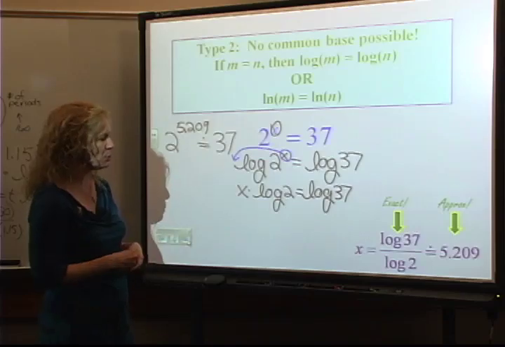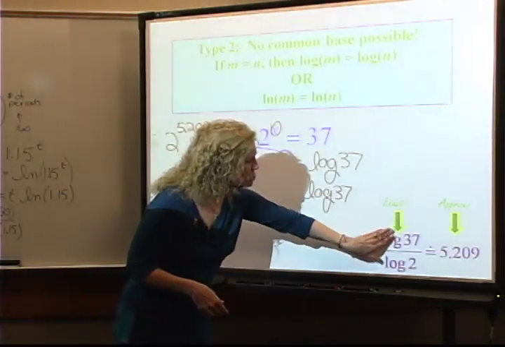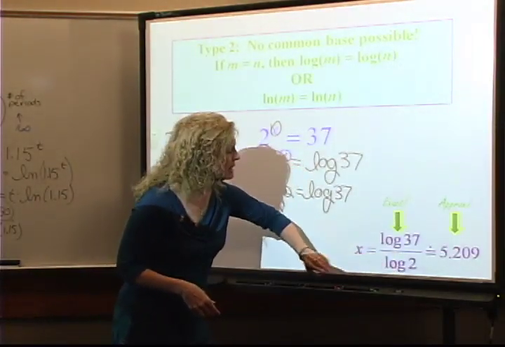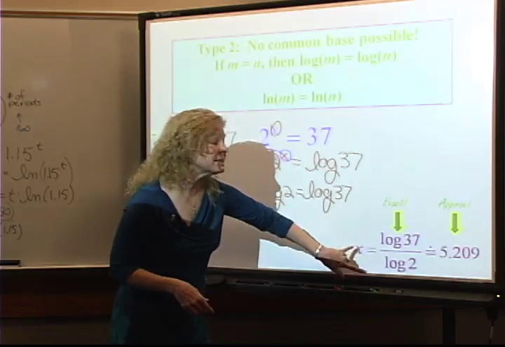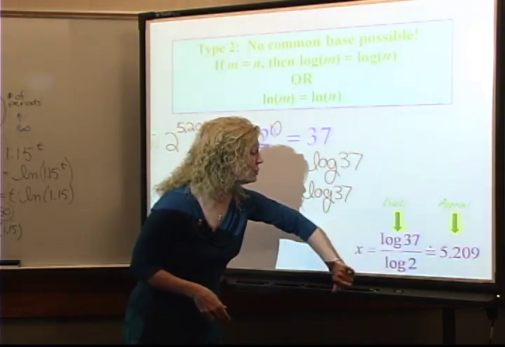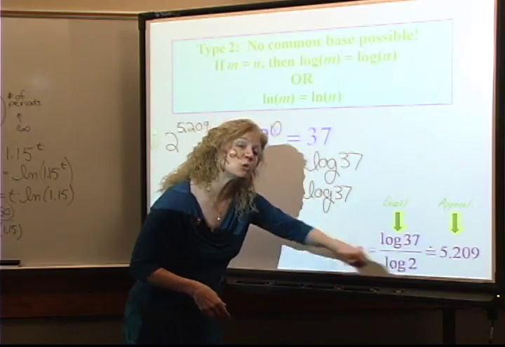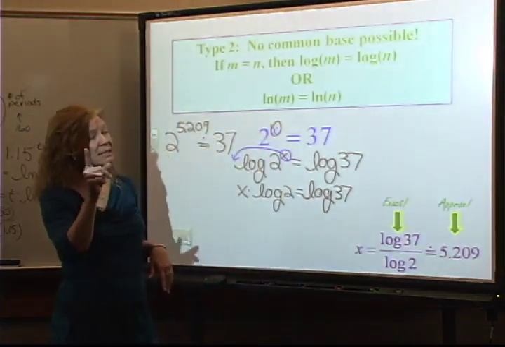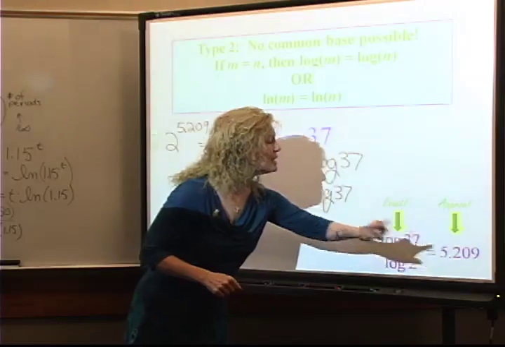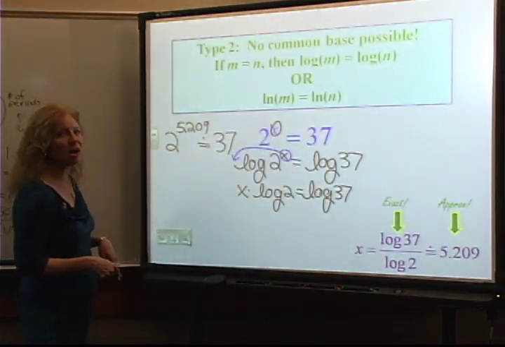Okay? Last thing, remember, you might choose to use natural logs, and that's one of the reasons why I need to look at your papers and grade them carefully. In which case, I would see your exact answer as natural log of 37 divided by natural log of 2, but I would still see the very same approximation of 5.209. Okay?